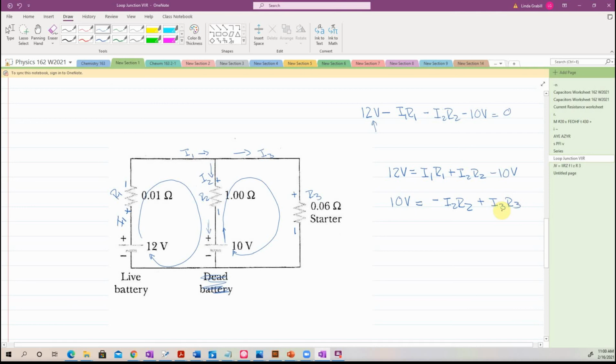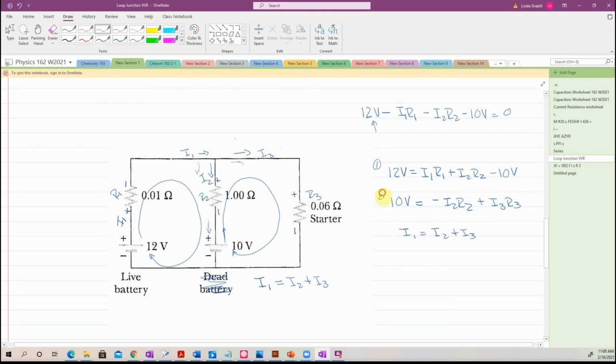Let's see, what about junctions? What can I do here? I can say that I1 is going to do what? It's going to come in here and either give some to I2 or some to I3. So I1 is going to equal I2 plus I3. So my third equation is going to be I1 equals I2 plus I3.